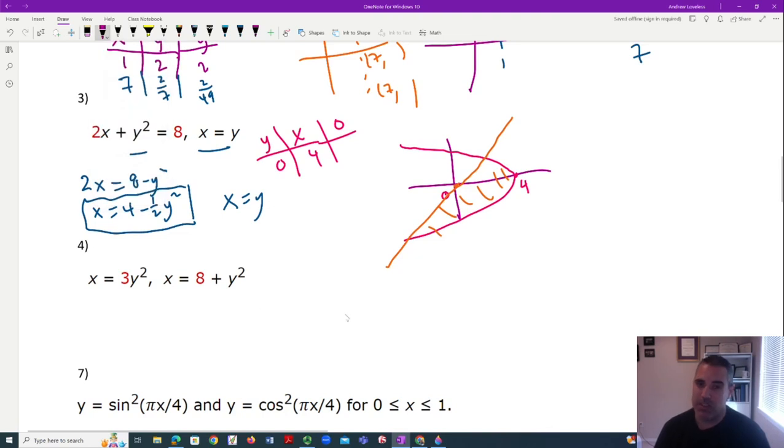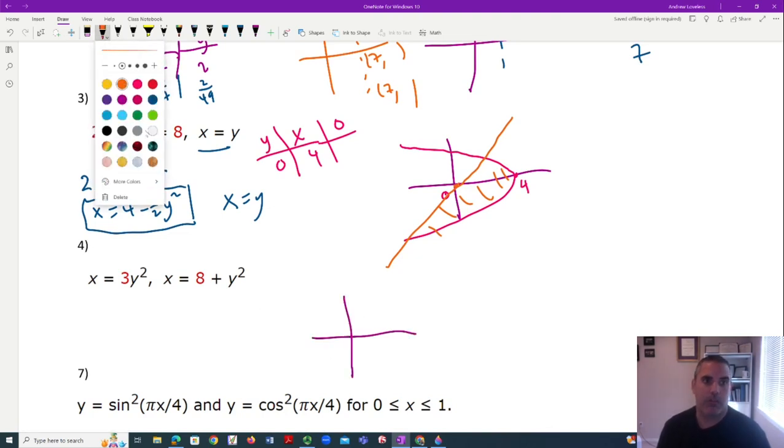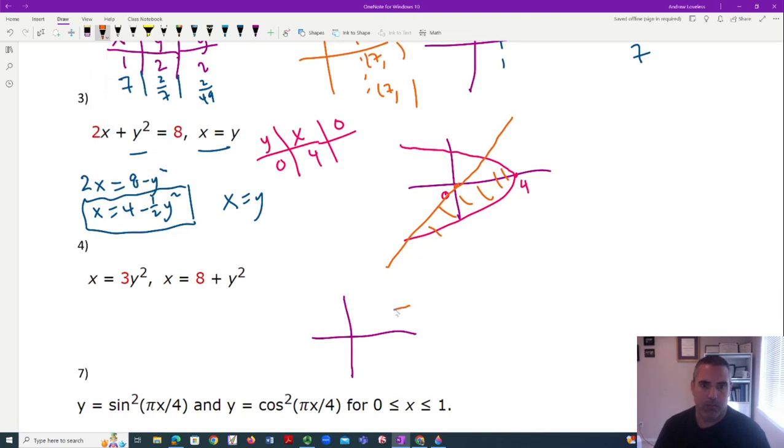I'm just showing you how I think about how quickly we can get the general shape without having to use a graphing calculator. So we have a happy parabola. I actually plugged in a number. When this was 0, this was 0. So that's how I got that. When this is 0, this is 8. So I have another happy parabola.